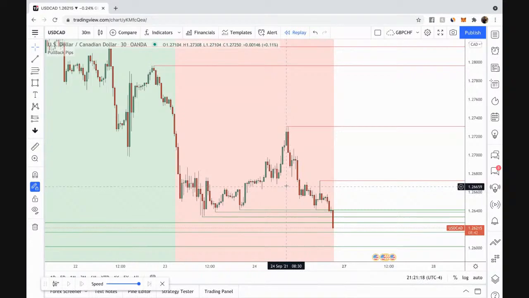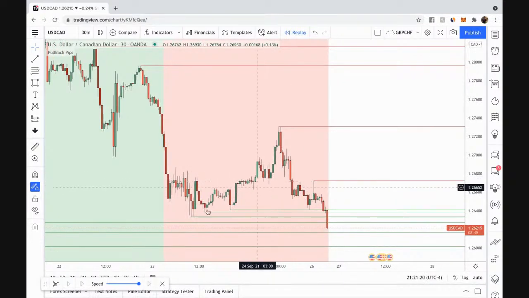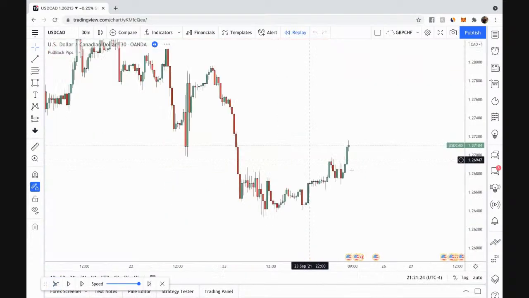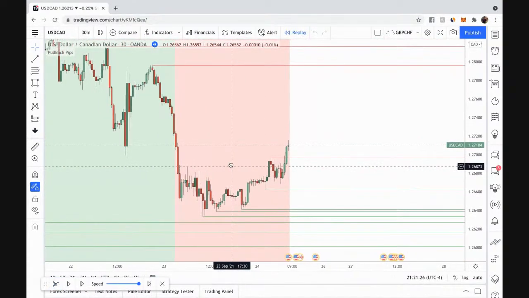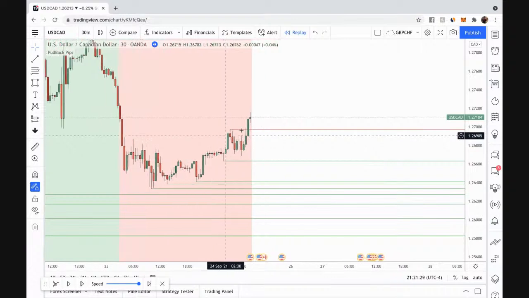Now, I want to show you this because already, once we started our session, which was right here at 9 o'clock, I remember this perfect to the T, this is what we had in the market. We identified structure of price. We identified that we are bearish in this market.